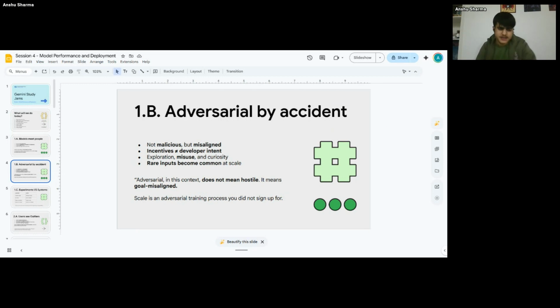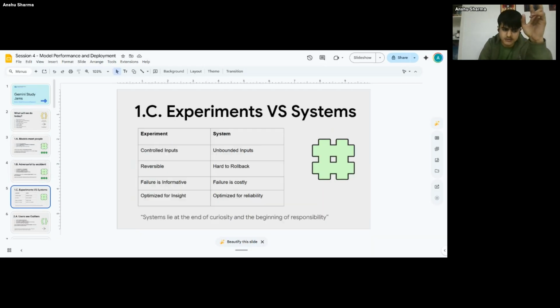So the bottom line is adversarial in this context does not mean hostile, it means goal misaligned, right? So your model needs to be stress ready to be able to handle all that stress, right? The stress of scale, the stress of user non-cooperation. So those are two stresses, right?